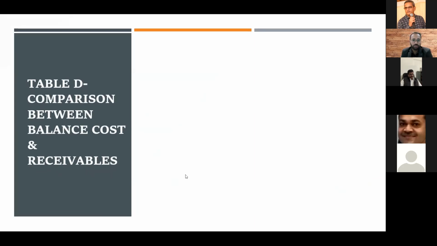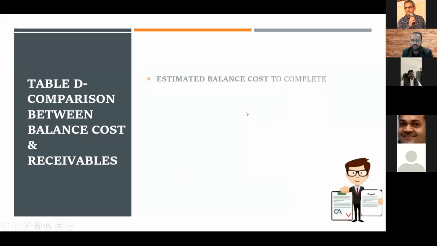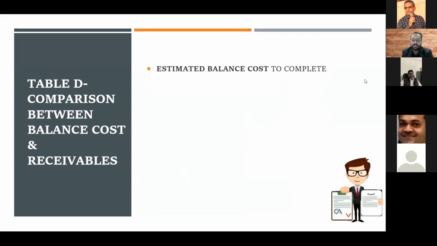Now, next we come on to table D. In case of table D, there is a comparison between balance cost and receivables. Again, this statement was applicable to ongoing projects only. We have a reference in the rules that it is applicable for ongoing projects only. But as per regulation, the word ongoing is deleted, and this is applicable for all the projects. The table is exactly the same. Only it mentions the 100%, because the developer had to decide for ongoing projects whether you have to deposit 70% or 100% based on this criteria.